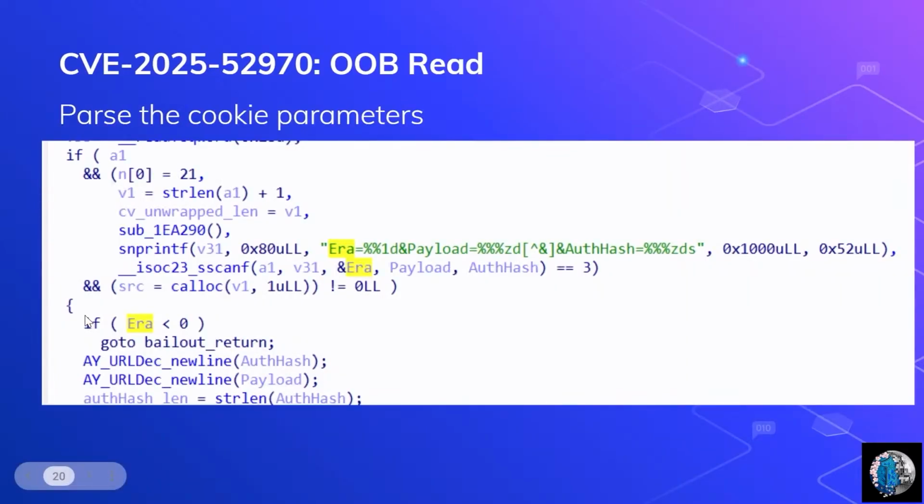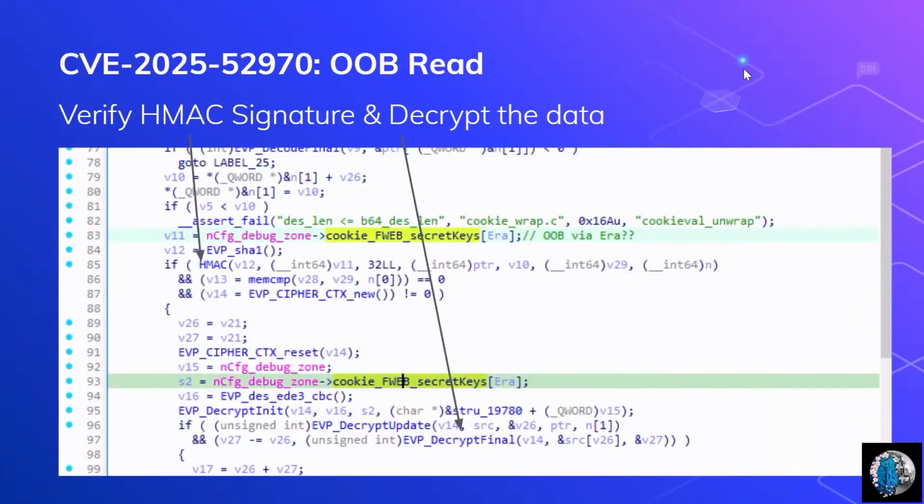So now we will start talking about the way that the product parses the cookie. The first thing it does is use sscanf to capture the values from the cookie format and put them into variables. After it captures them, it verifies the HMAC signature of the auth hash and decrypts the data inside the payload.